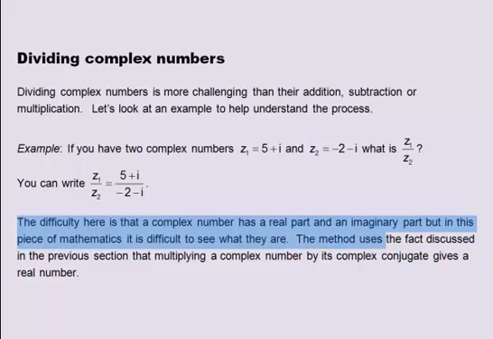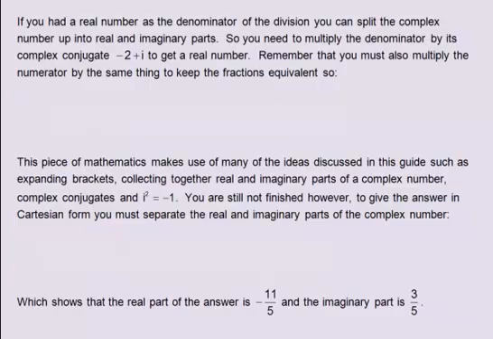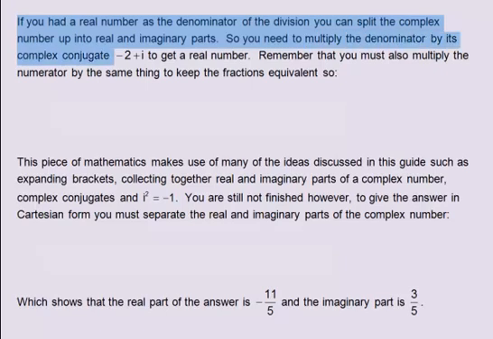The method uses the fact discussed in the previous section, that multiplying a complex number by its complex conjugate gives a real number. If you had a real number as the denominator of the division, you can split the complex number up into real and imaginary parts. So you need to multiply the denominator by its complex conjugate, −2 + i, to get a real number. Remember that you must also multiply the numerator by the same thing to keep the fractions equivalent.